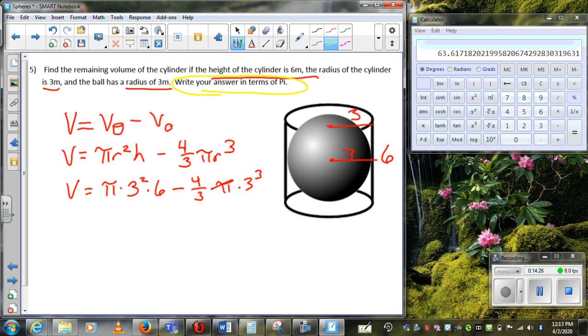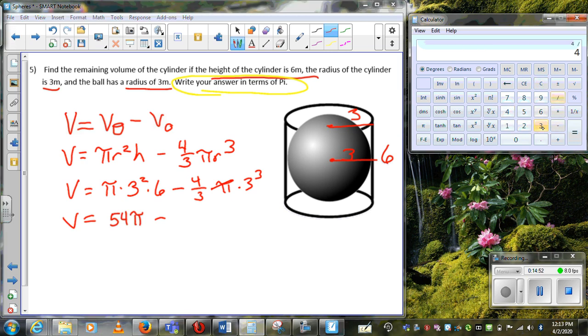So that means I'm going to basically do my calculations, but I'm not going to use the pi symbol on my calculator. So when I type this first one in, I'm going to do 3 squared, which actually I could do in my head. 3 squared is 9. 9 times 6 is 54. So this is going to be 54 pi. This one you could do on your calculator if you wanted to. That's 4 divided by 3 times 3 times 3 times 3, and that gives us 36. So this is going to be 36 pi.